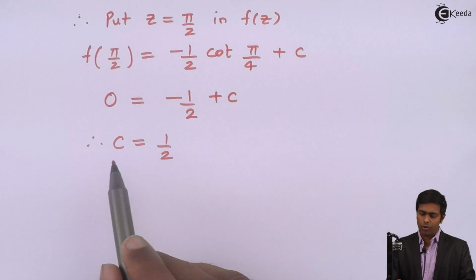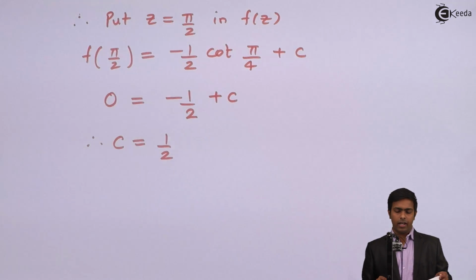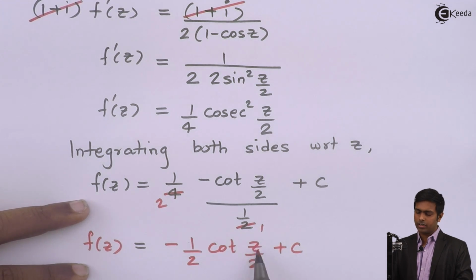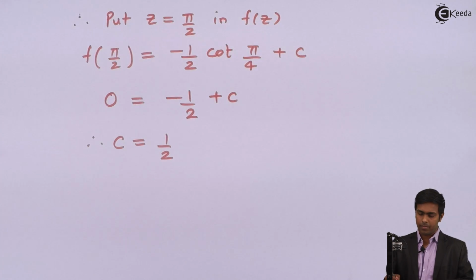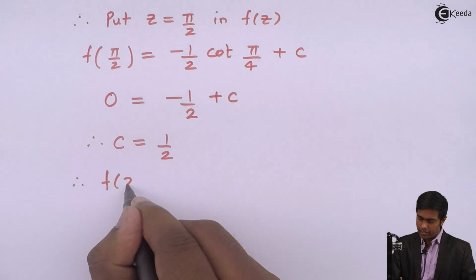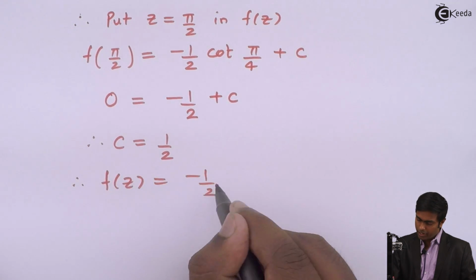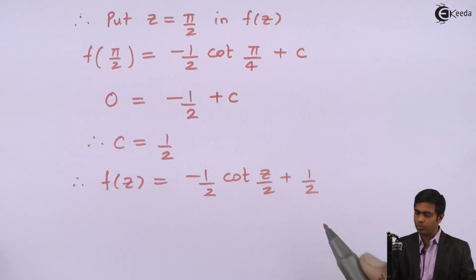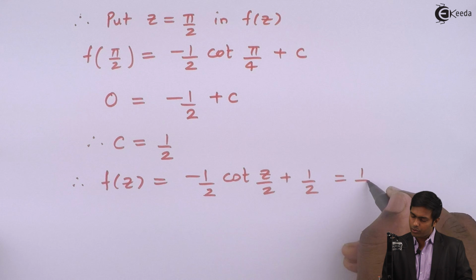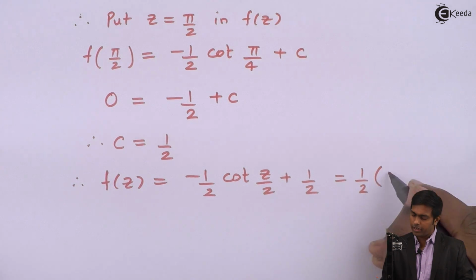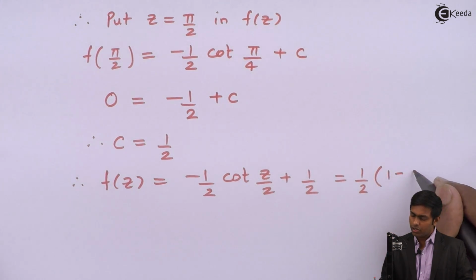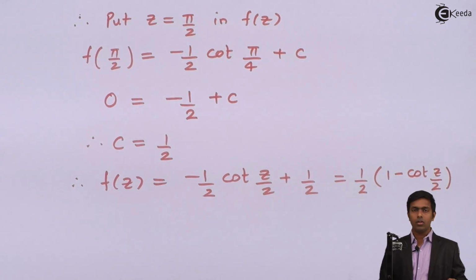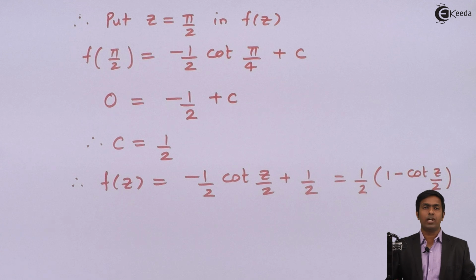Now we will put this value of c in f of z again. So we will get f of z as minus half cot (z by 2) plus half. So therefore f of z is equal to minus 1 by 2 cot of (z by 2) plus 1 by 2, and if we take 1 by 2 common, then in the bracket we will get 1 minus cot of (z by 2). So this is the value of f of z.